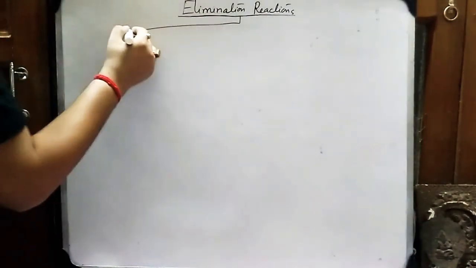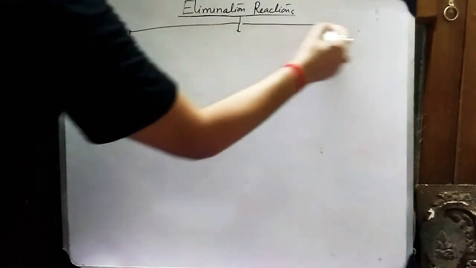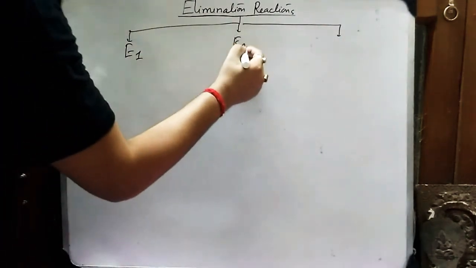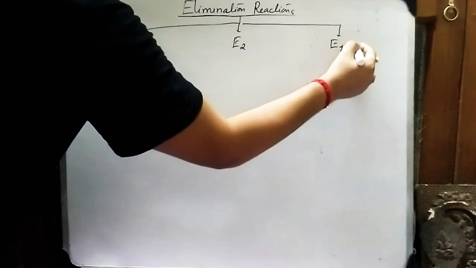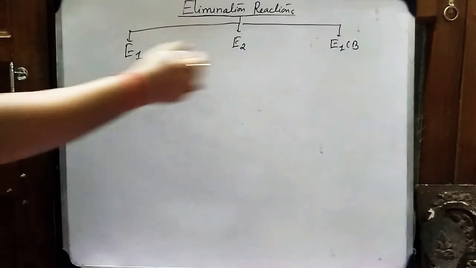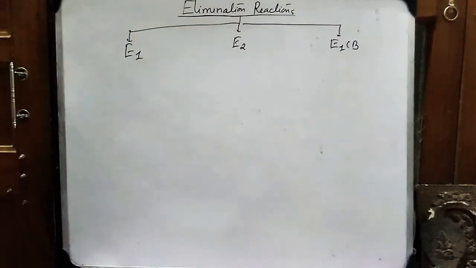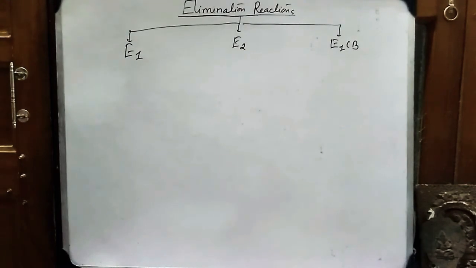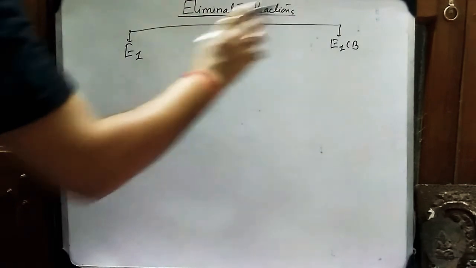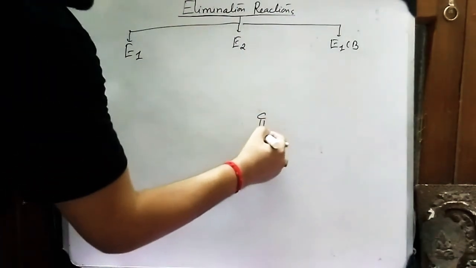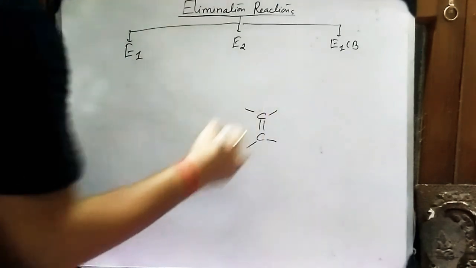Just like substitution reactions, elimination reactions also have three flavors: E1, E2 and E1CB. E1 is known as elimination unimolecular reaction, E2 is known as elimination bimolecular reaction, and E1CB is known as elimination unimolecular reaction via the formation of a conjugate base. These three flavors have a common feature: they give rise to an alkene.